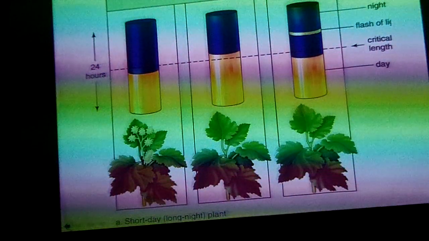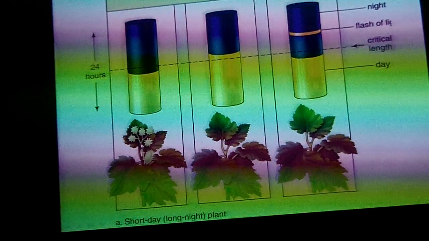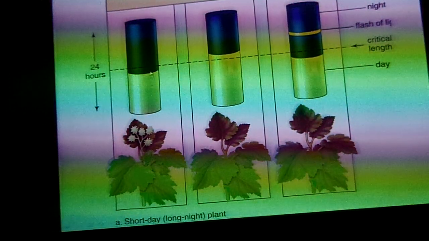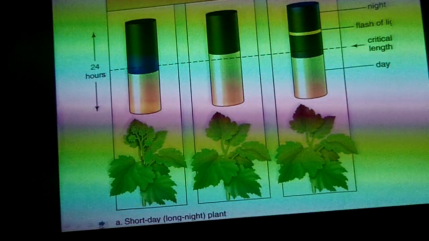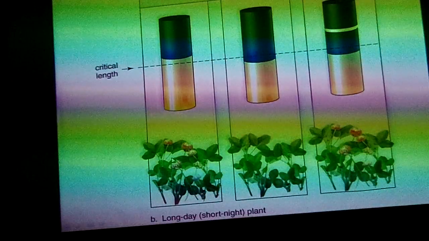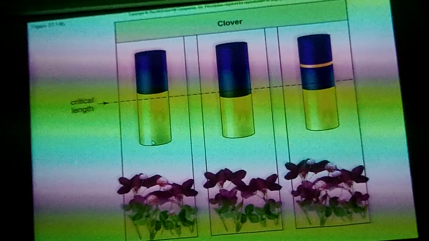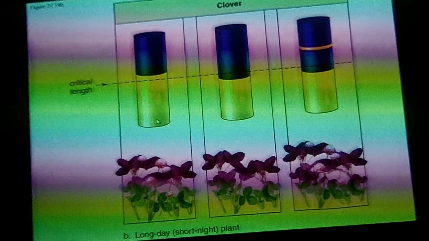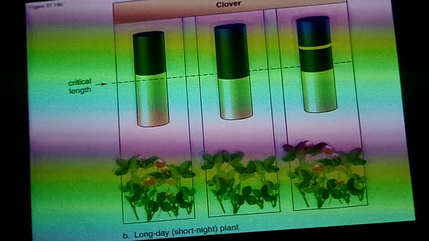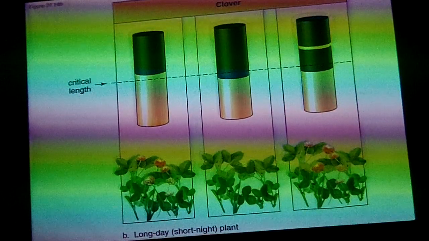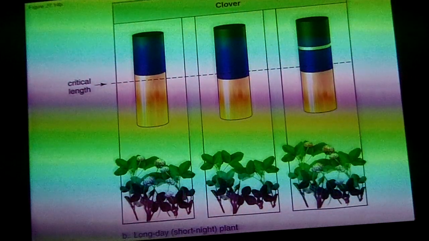Plants can keep track of day or night, too. Some plants flower when the day is short. We call them short day plants. Some plants flower when the day is long. We call them long day plants. And it all depends on the length of night and day. In the book, they talk about that at the end of this chapter, and this picture's on page 496.